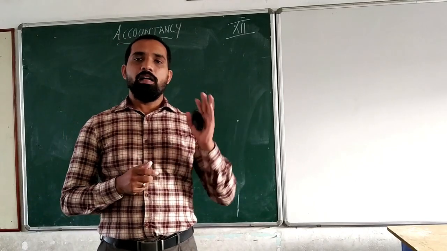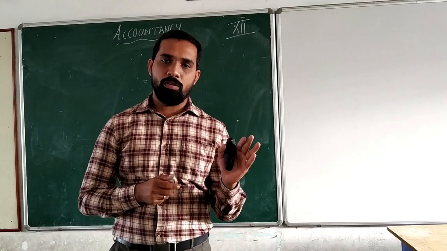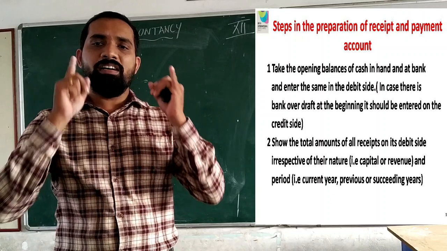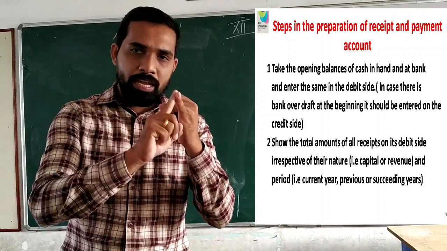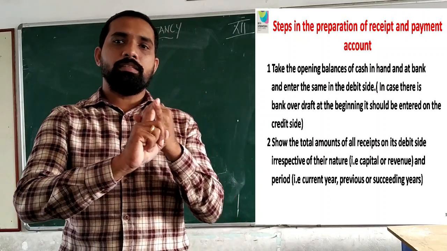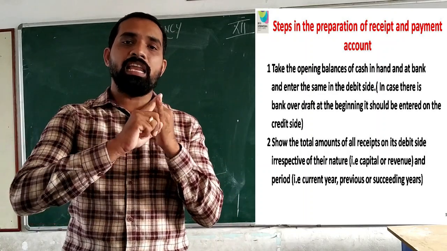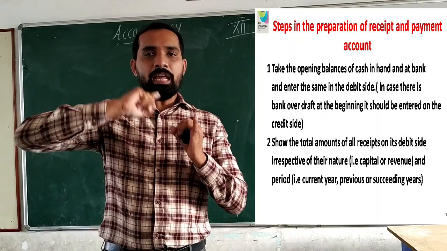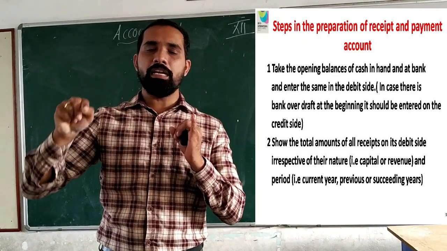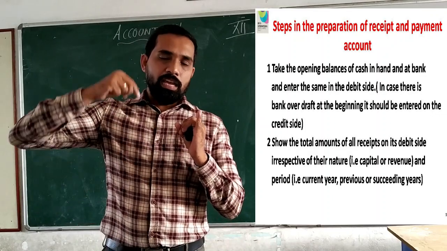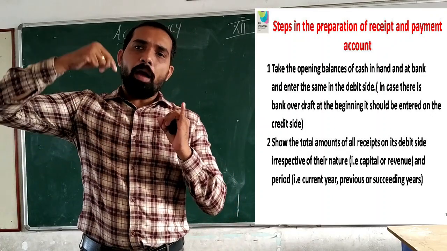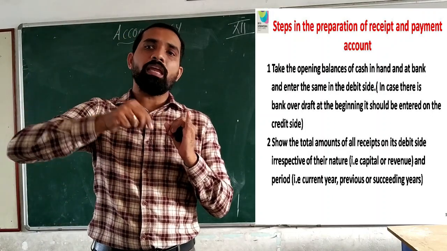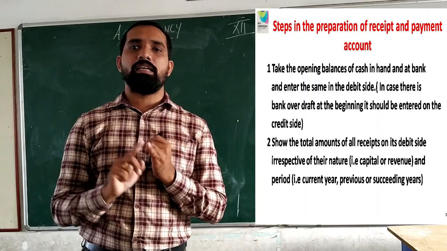Next, steps in the preparation of receipt and payment account. The first step, take the opening balance of cash in hand and at bank and enter the same in the debit side. In case there is bank overdraft at the beginning, it should be entered on the credit side.